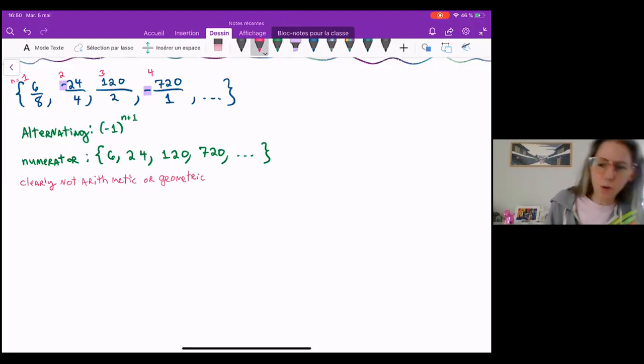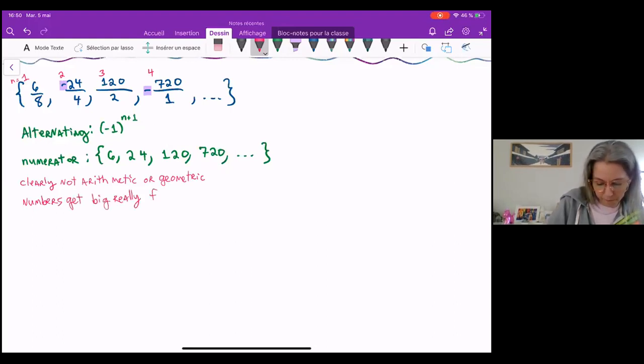But what I just said, those numbers get big really fast. That's a sign that maybe we have a factorial happening. So the numbers get big really fast. Maybe factorial.